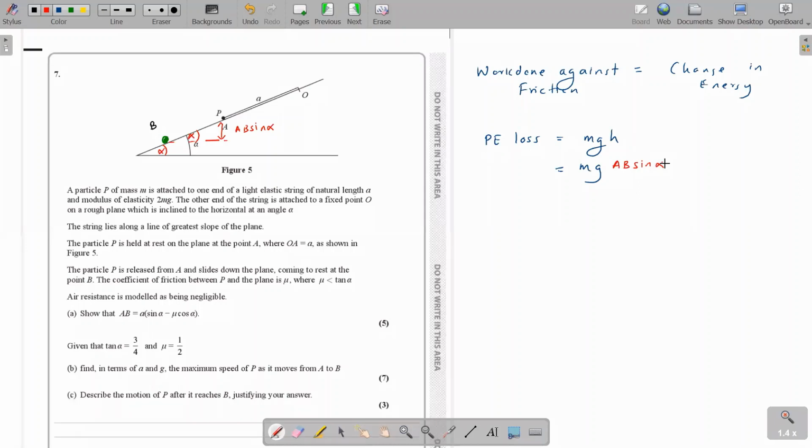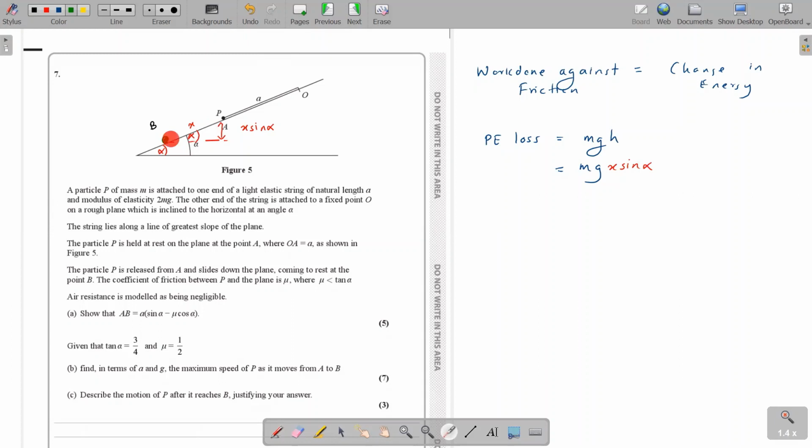Or you could say the distance AB is x. Anyway, we are supposed to show that AB is equal to this. So if you use distance AB as x, then the height is x sine alpha. So mg times x sine alpha is the potential energy loss.